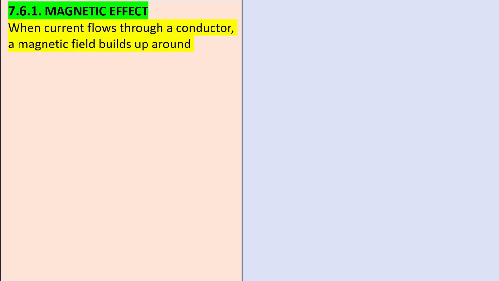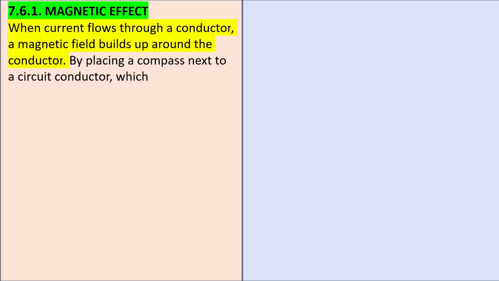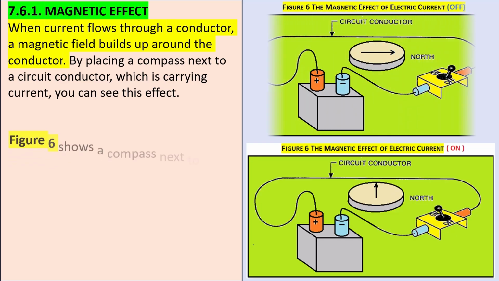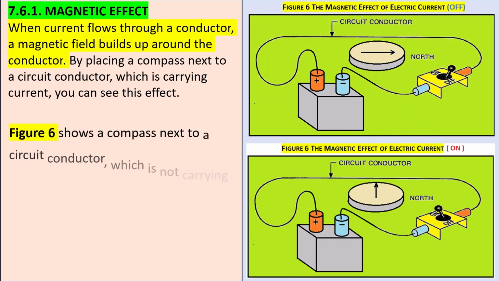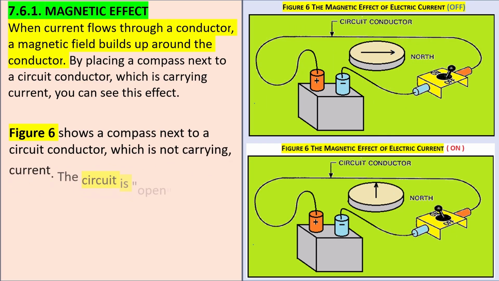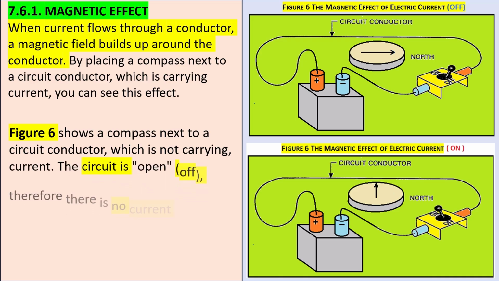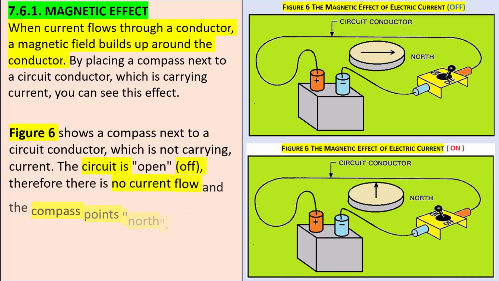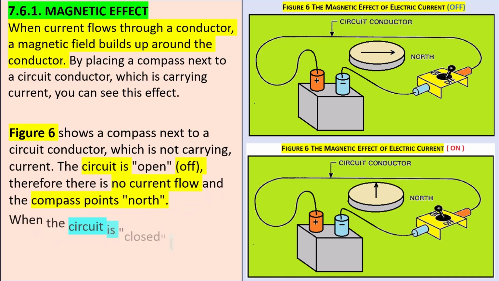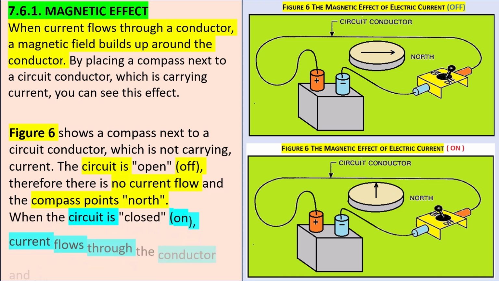Magnetic effect. When current flows through a conductor, a magnetic field builds up around the conductor. By placing a compass next to the circuit conductor which is carrying the current, you can see this effect. Figure 6 shows a compass next to a circuit conductor which is not carrying current. The circuit is open or off. Therefore, there is no current flow and the compass points north.